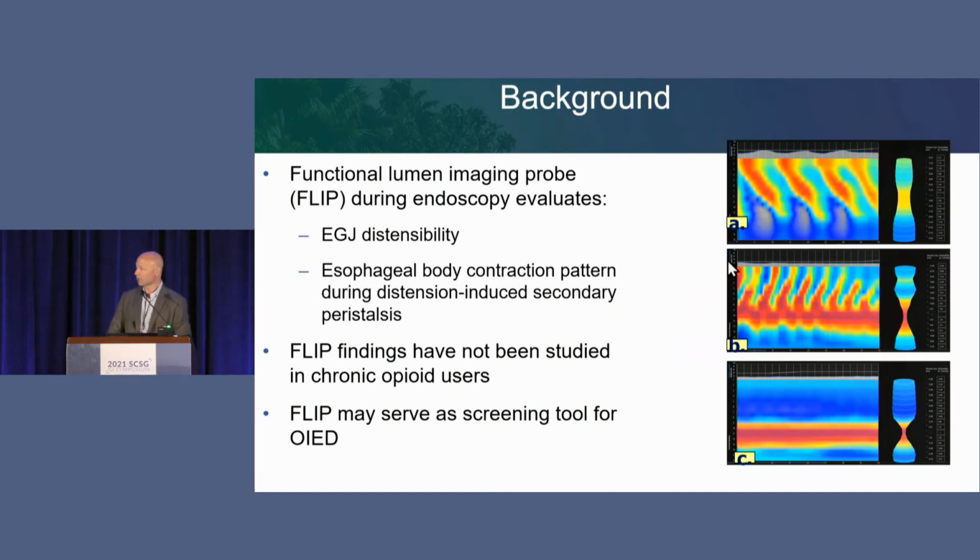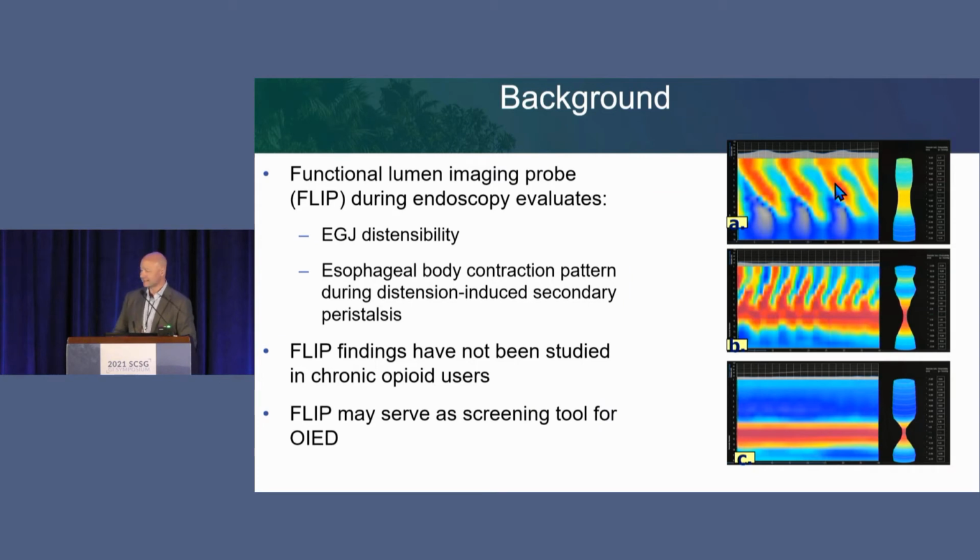So the top panel here is what we would see in a normal person. These are the repetitive antegrade contractions, or as we like to call them, RACs. This is what you'll see in someone who has a normal manometry. If you see that finding, you can almost be guaranteed that they're not going to have a major motor disorder.